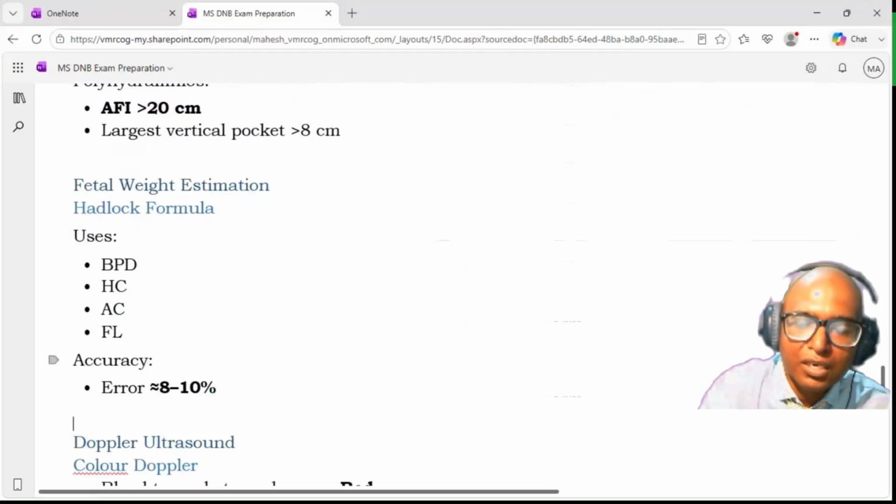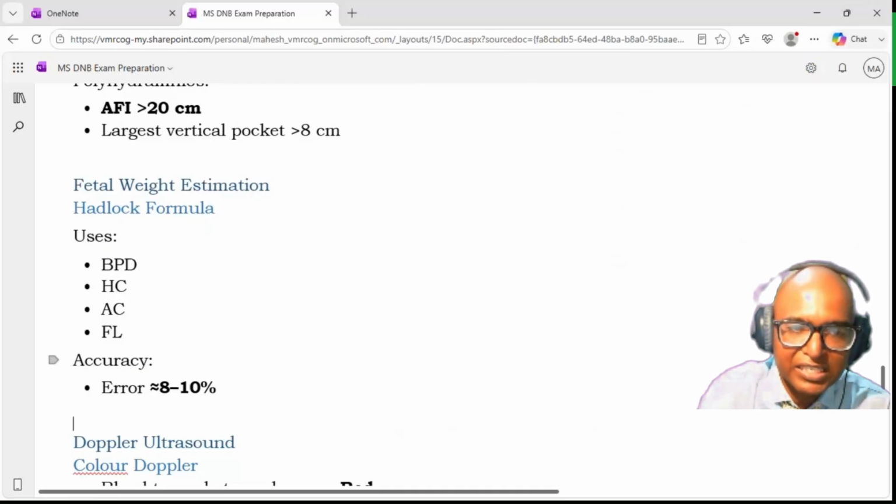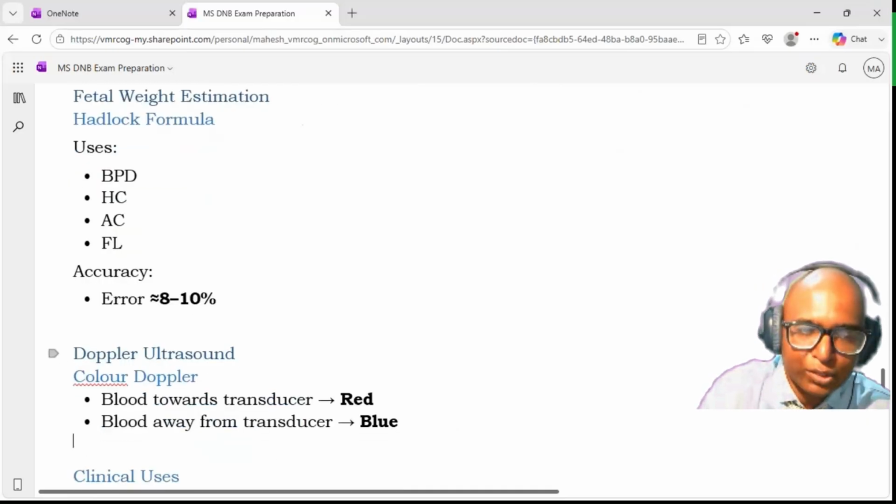Then you will use the Hadlock formula for calculation of the fetal weight. Again, those four same parameters which we use for biometry: BPD, HC, AC, and FL. Error is around only 8 to 10%.